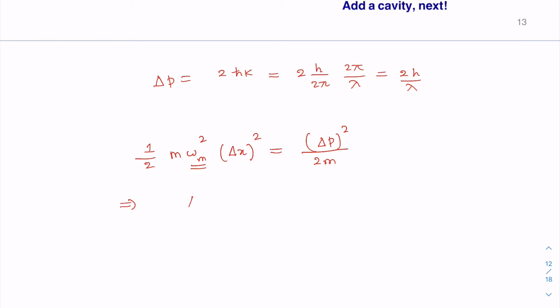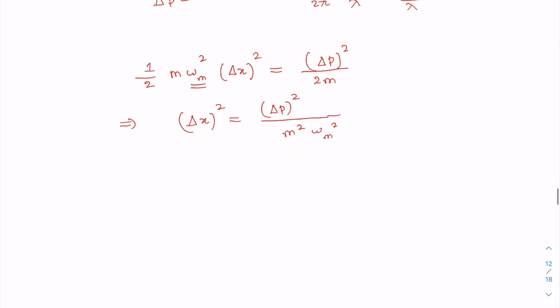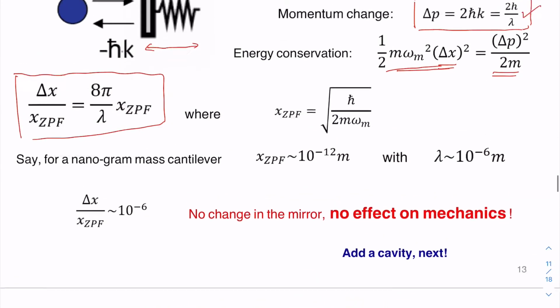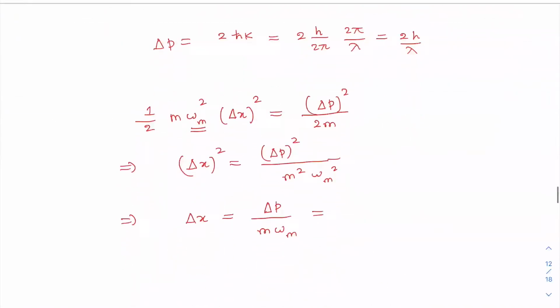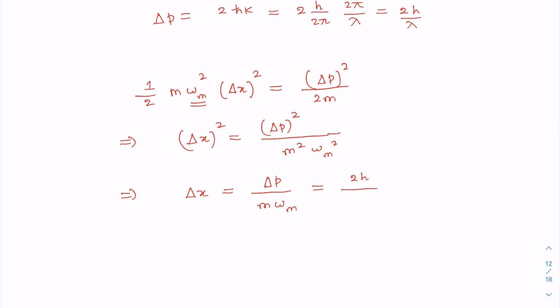So from here I can write delta x square is equal to, if I take m square to that side, delta p square divided by m square omega m square. So this will give me the displacement of the mirror. Delta x is equal to delta p divided by m omega m, and delta p is equal to 2h by lambda. So this is 2h by lambda m omega m.